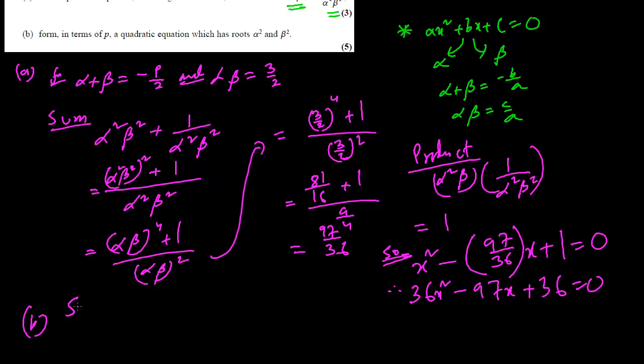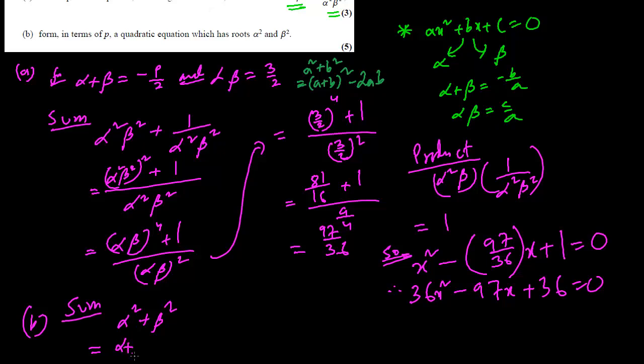This is pretty simple. So the sum of the roots is alpha squared plus beta squared. Now the algebra that is given to us is alpha plus beta and alpha into beta. So we need to use an identity. Instead of alpha squared plus beta squared, the identity that we need to use is a squared plus b squared is identical to a plus b whole squared minus twice ab. So this is the identity that we need to use.